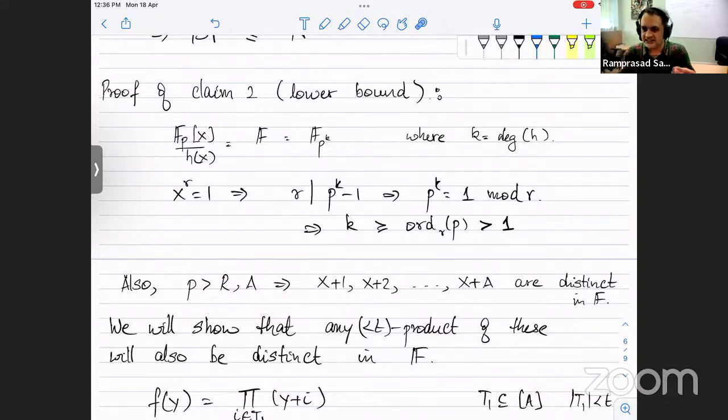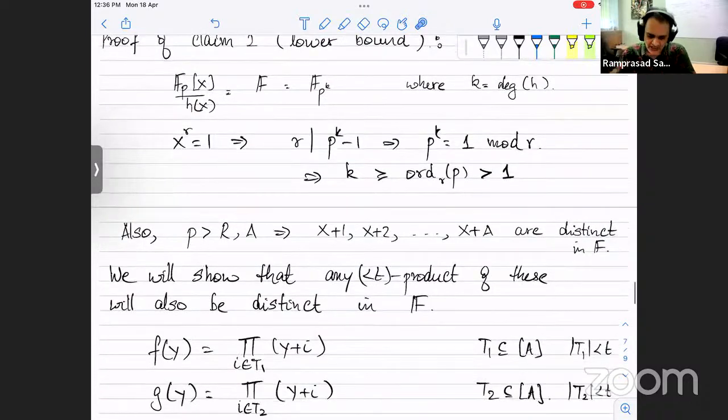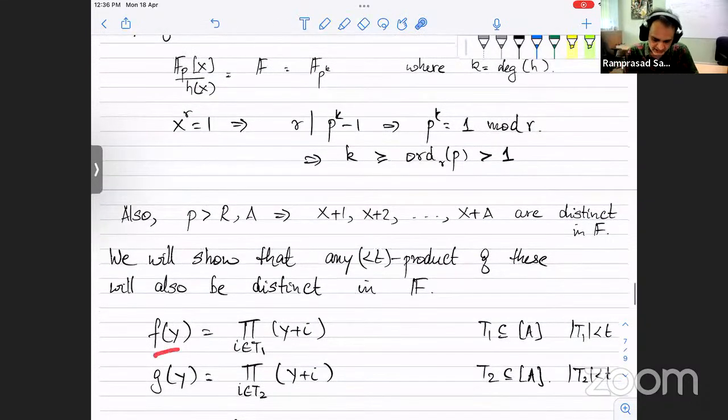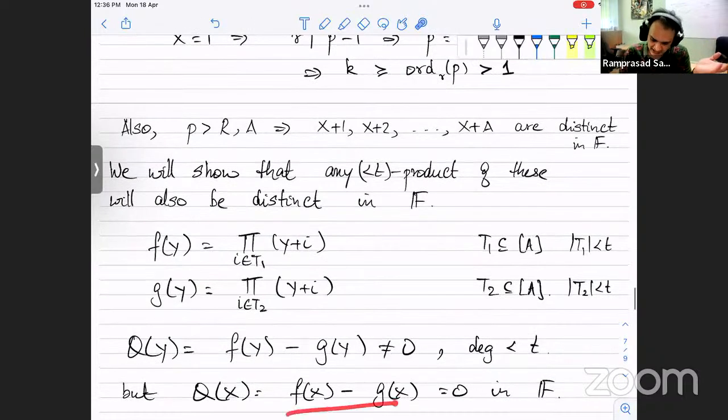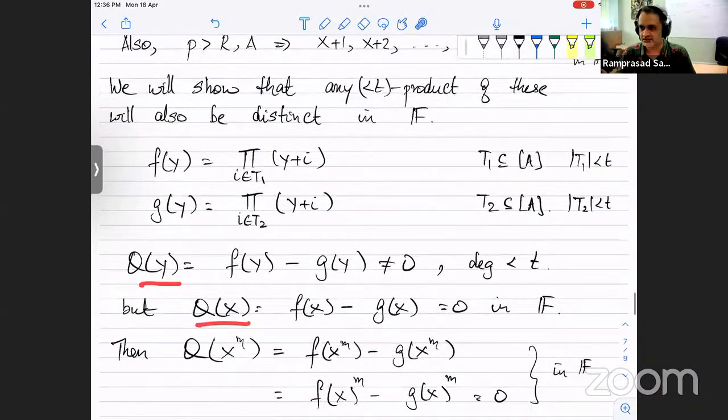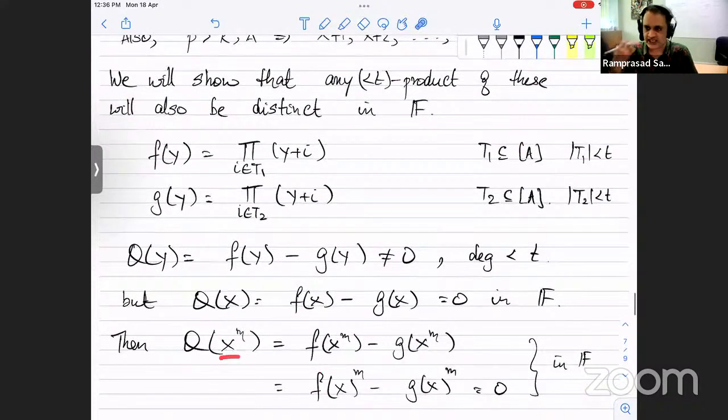But we want to say not just that, in fact, even if we take small products of them, they are still going to be distinct. And the way we argued that was by saying that if someone told us that, look, F and G are two different small products, which are different as polynomials, but somehow when I interpret it over the field, I get 0. Then we are saying, oh, in that case, that polynomial ends up having too many roots. What are the roots? It's basically all x power m, whenever m happens to fall inside this group G.